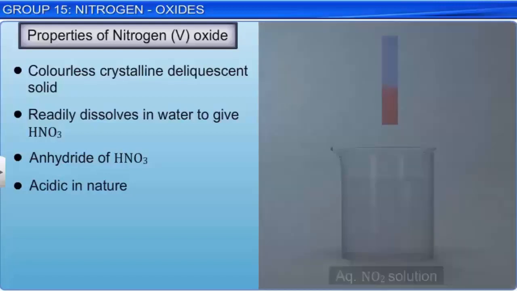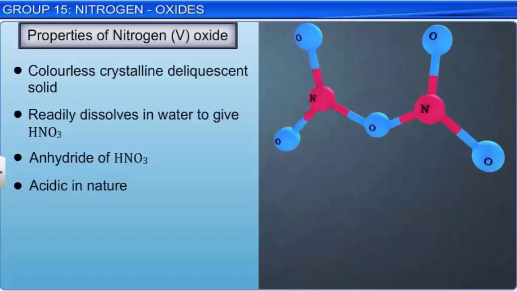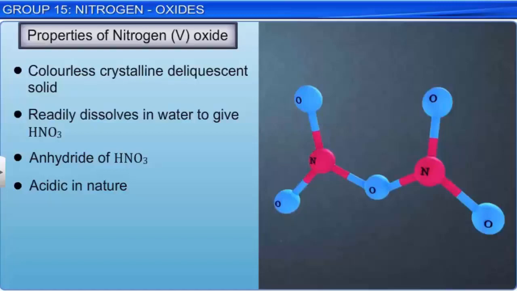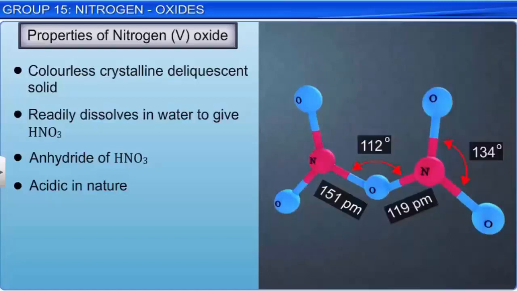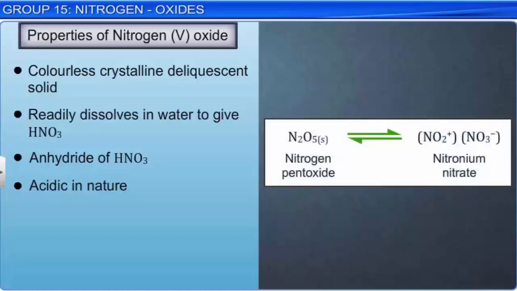Here is the symmetrical resonance hybrid of these two structures. It is a planar molecule with two different bond angles and bond lengths as shown here. This symmetrical planar structure is observed only in its vapor state, which otherwise is ionic in the solid state. The ionic solid is referred to as nitronium nitrate.